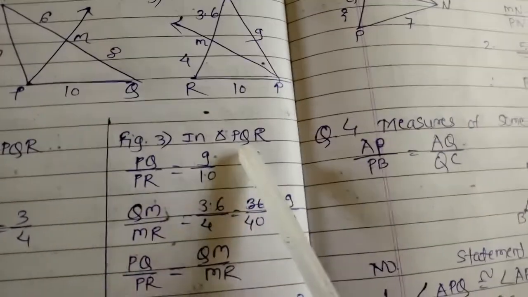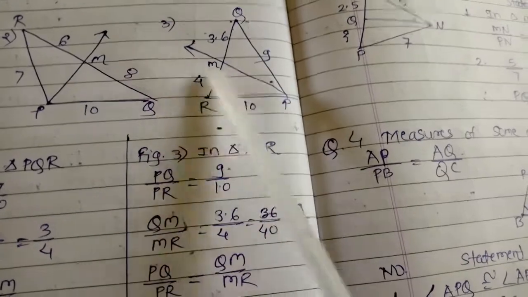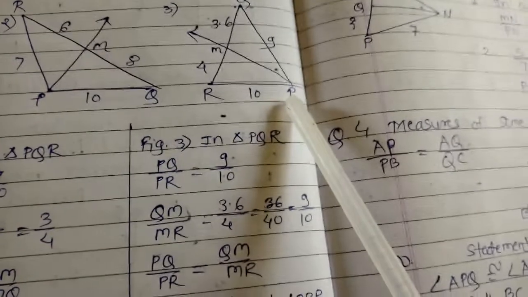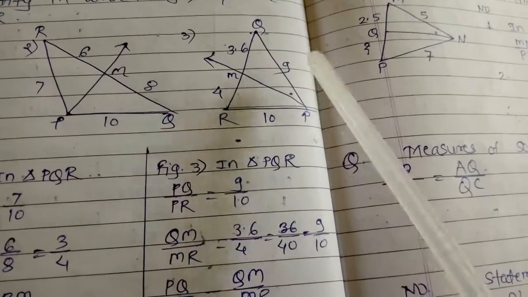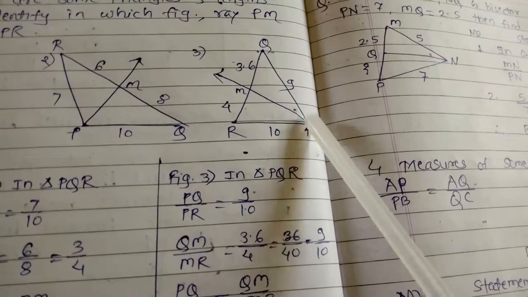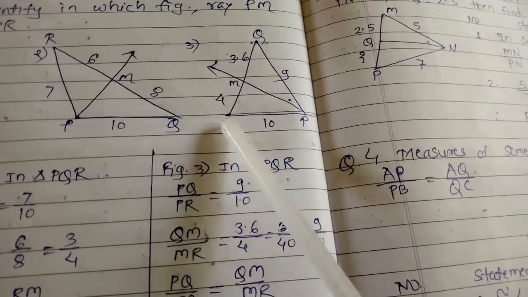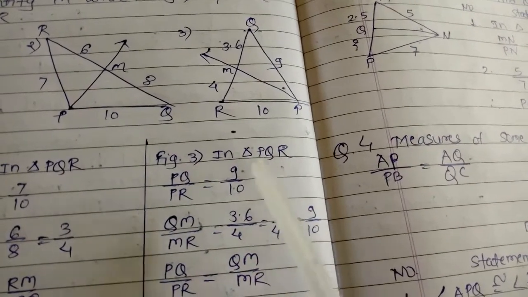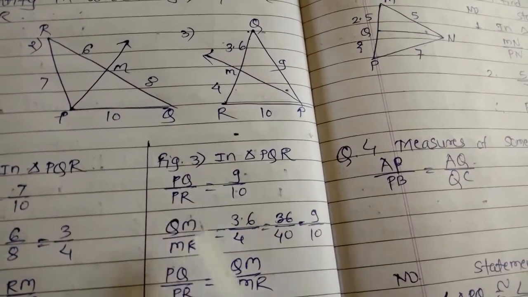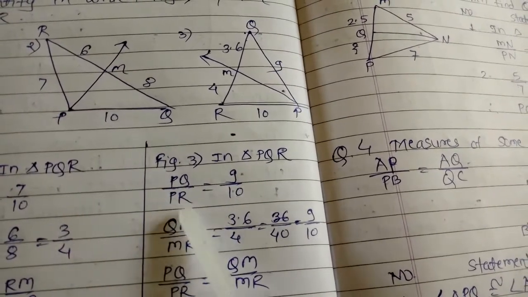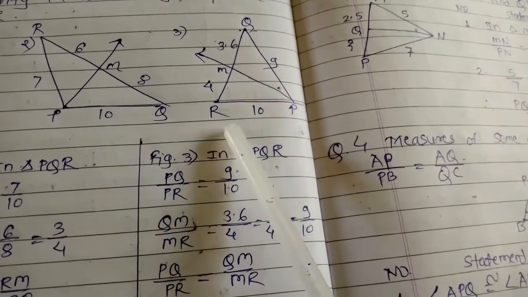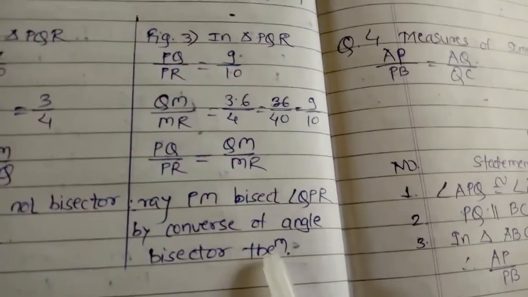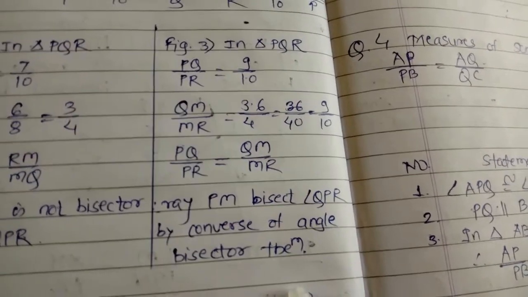Now in the third figure, again we are given that PM is the ray, and in PQR we have to find the ratio PQ upon PR, that is 9/10. Since we take PQ first, here we take QM upon MR. So 3.6 upon 4, by solving we get 9/10. These ratios are the same, so PQ upon PR is equal to QM upon MR. Since these ratios are the same, PM is the bisector of angle QPR by the converse of the angle bisector property.